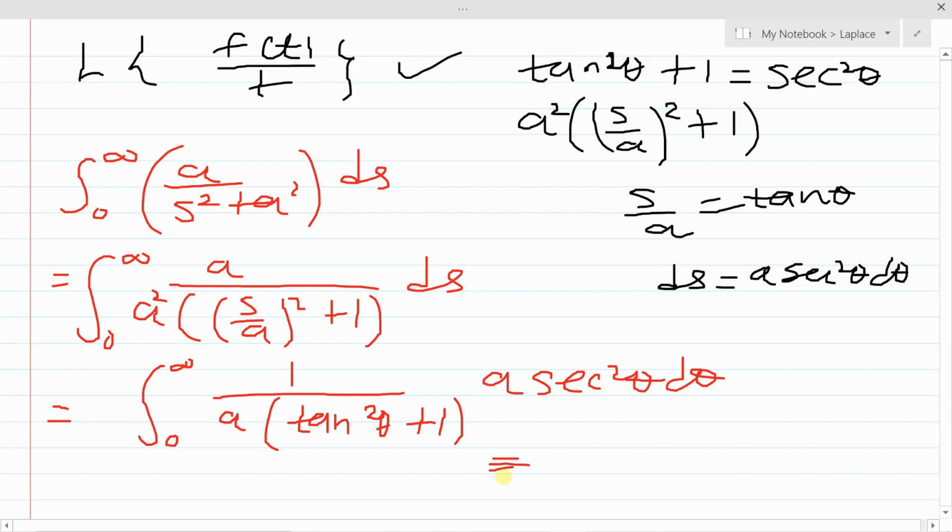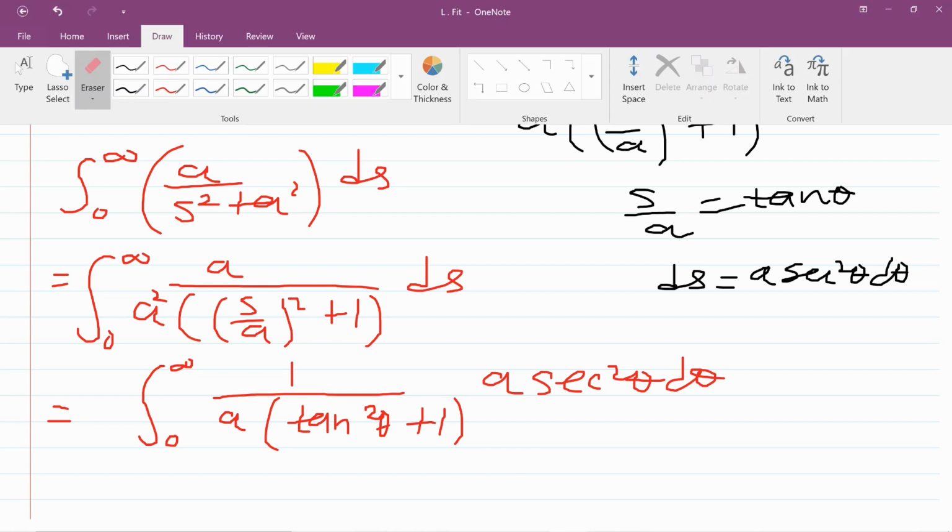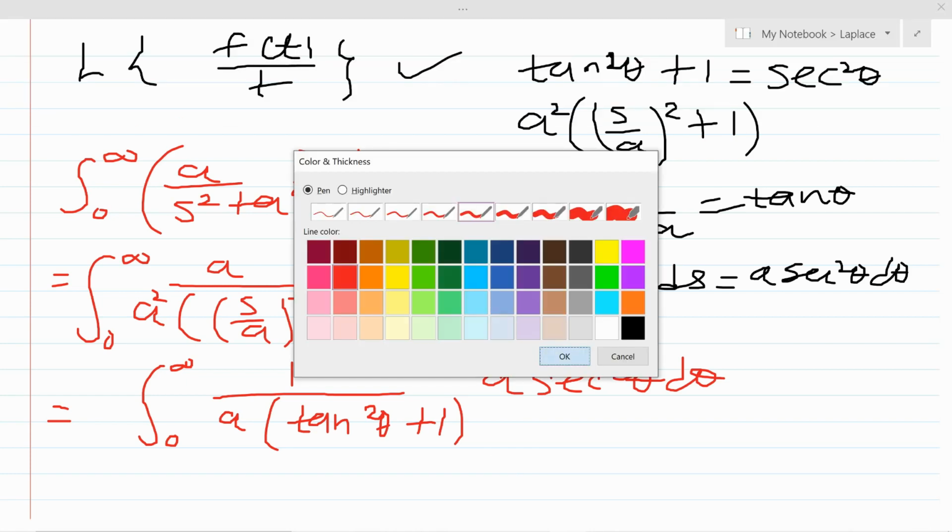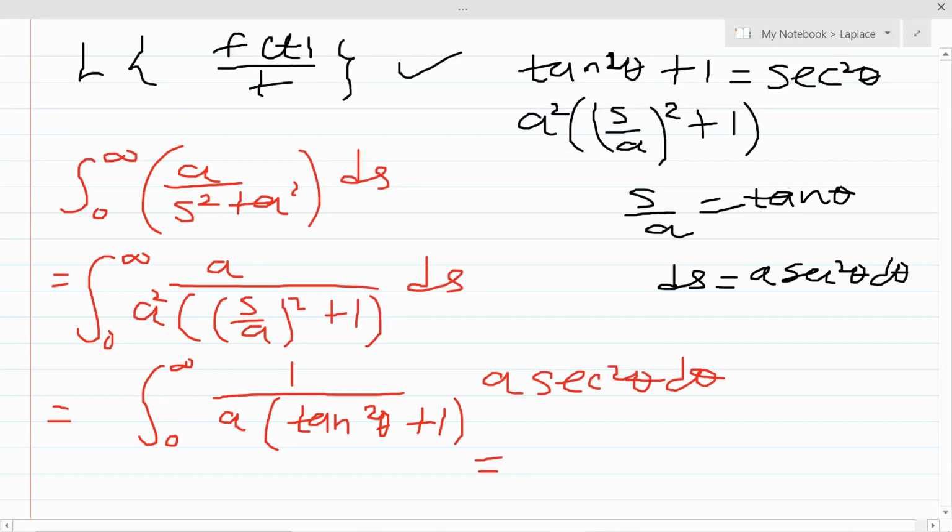Let me clean this. Now the whole of this will actually give us what? Looking at the situation now, this a can take this a out, and 1 tan square theta plus 1 is equal to what? Sec square theta. So the whole of this is the same as this one, and this can take this out. So actually it's like we've been able to cancel everything, and everything has now become integral from 0 to infinity.